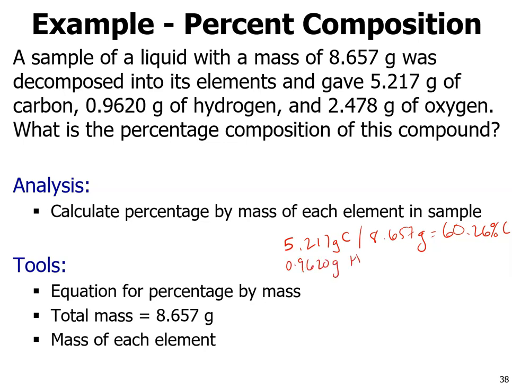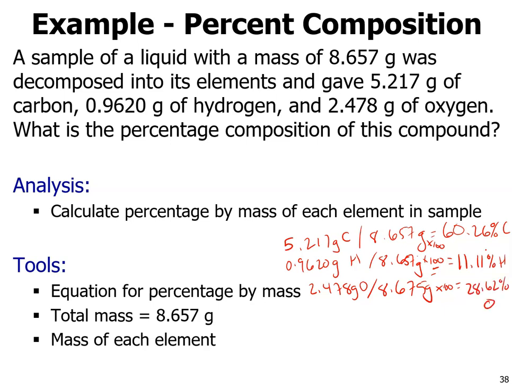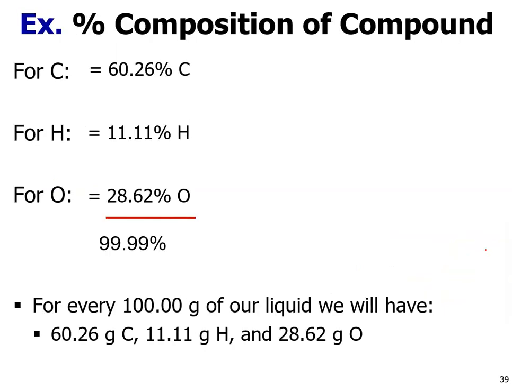We have 0.9620 grams of hydrogen and 2.478 grams of oxygen. If I divide these by these values that we got for the total, and sorry, we need to multiply by 100 to give us a percentage. We would get 11.11% hydrogen and 28.62% oxygen. For this, when we add these percentages all together, we should get something really close to 100%.